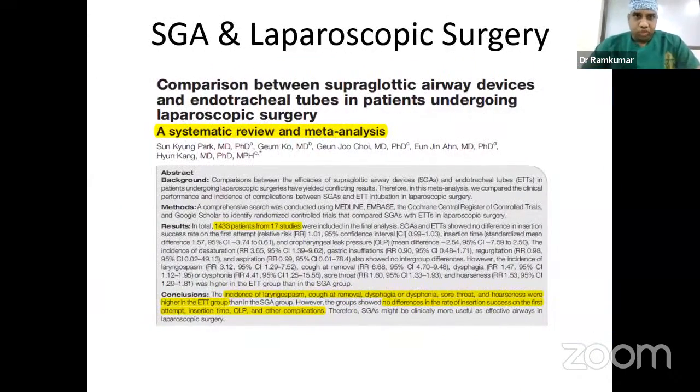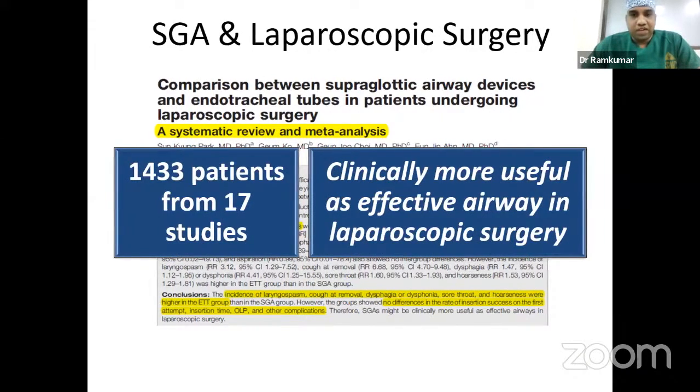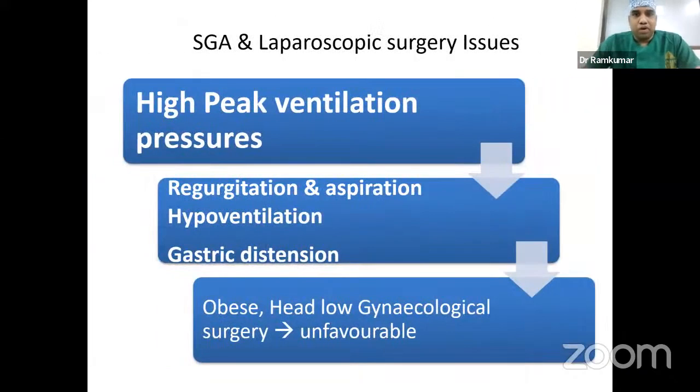Coming to the use of supraglottic devices in laparoscopy surgeries, again it's well studied. There are a lot of studies and meta-analyses done. They say it's clinically useful, as effective as an endotracheal airway in laparoscopy surgery. The problem here is that in laparoscopy surgery, especially in obese patients, you need high peak ventilation pressures. To ventilate such patients against the diaphragm, which is pushed up, you need to open up the airway or ventilate with a higher pressure.